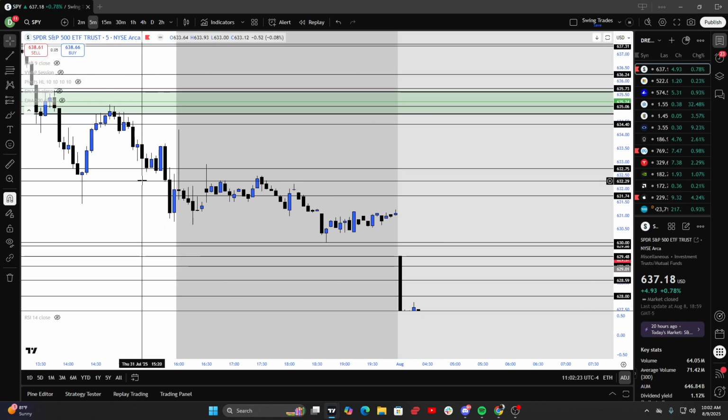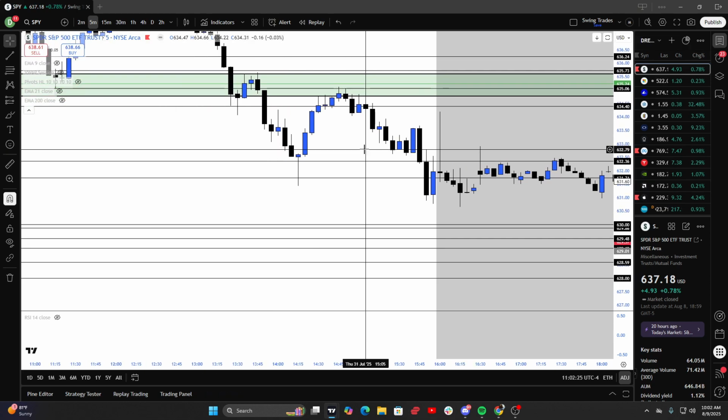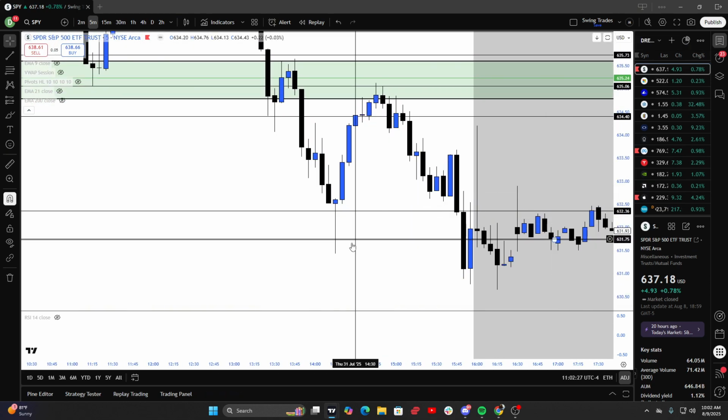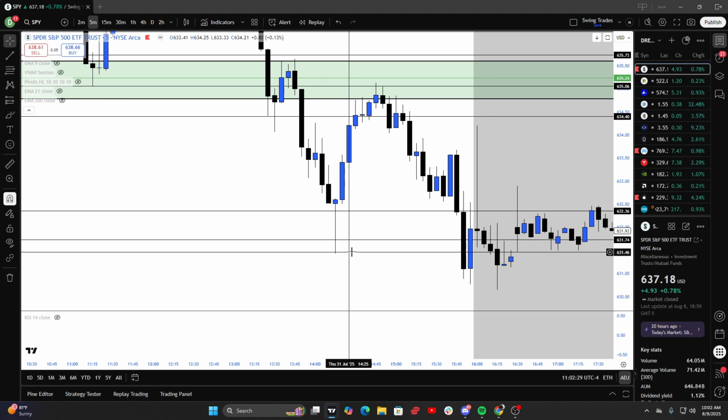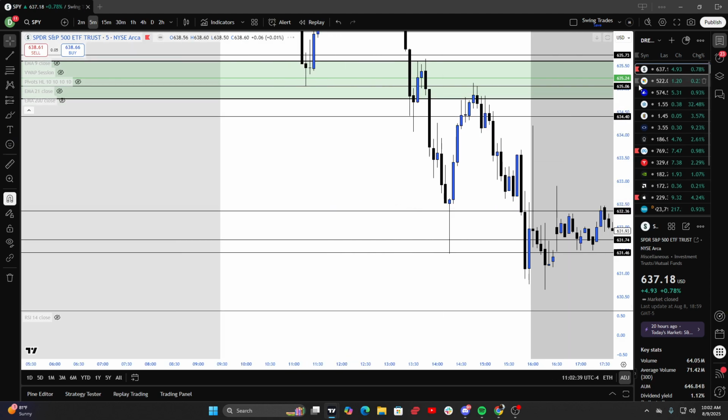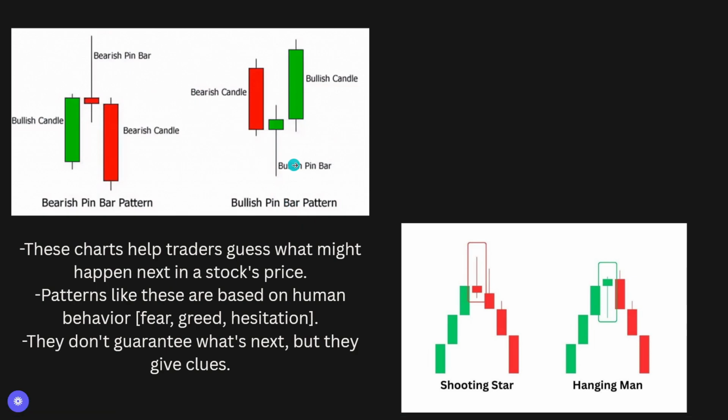Okay, so here's one right here. You see that sellers got price down to 131.50, let's say. Buyers pushed it right back up, and we kind of closed where we opened, and we ended up seeing some more uptrend. So that's bullish and bearish pin bars. They're pretty much the same thing as hanging men and shooting stars, or hammers. Hammers are a little bit stronger than pin bars, but they're pretty much all the same thing.